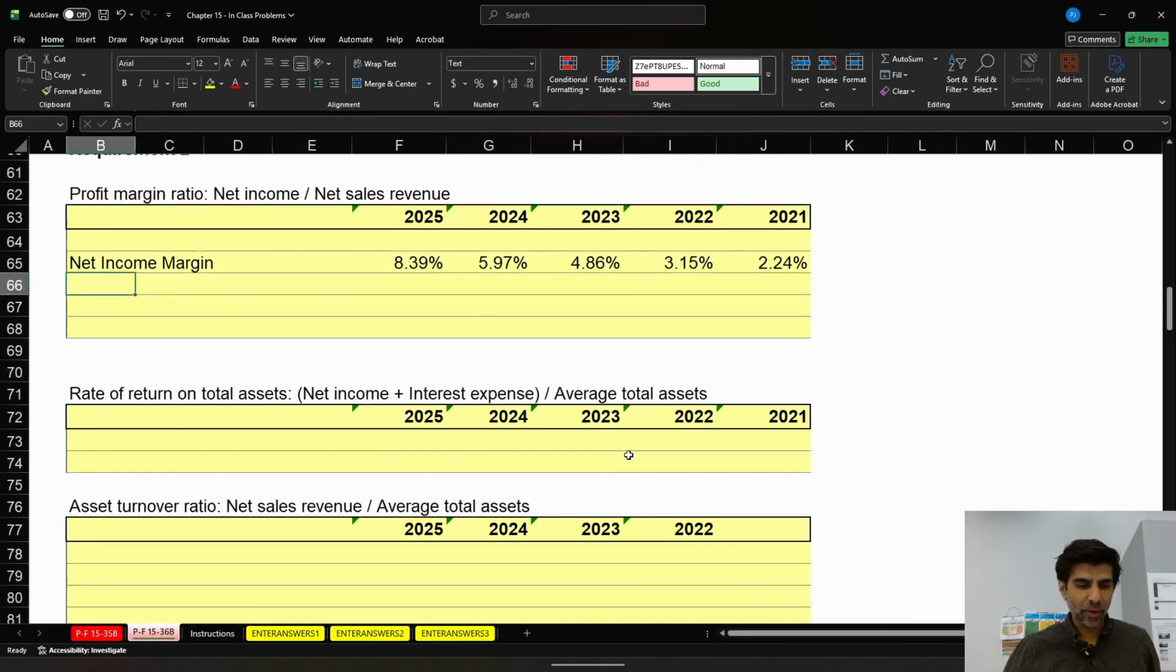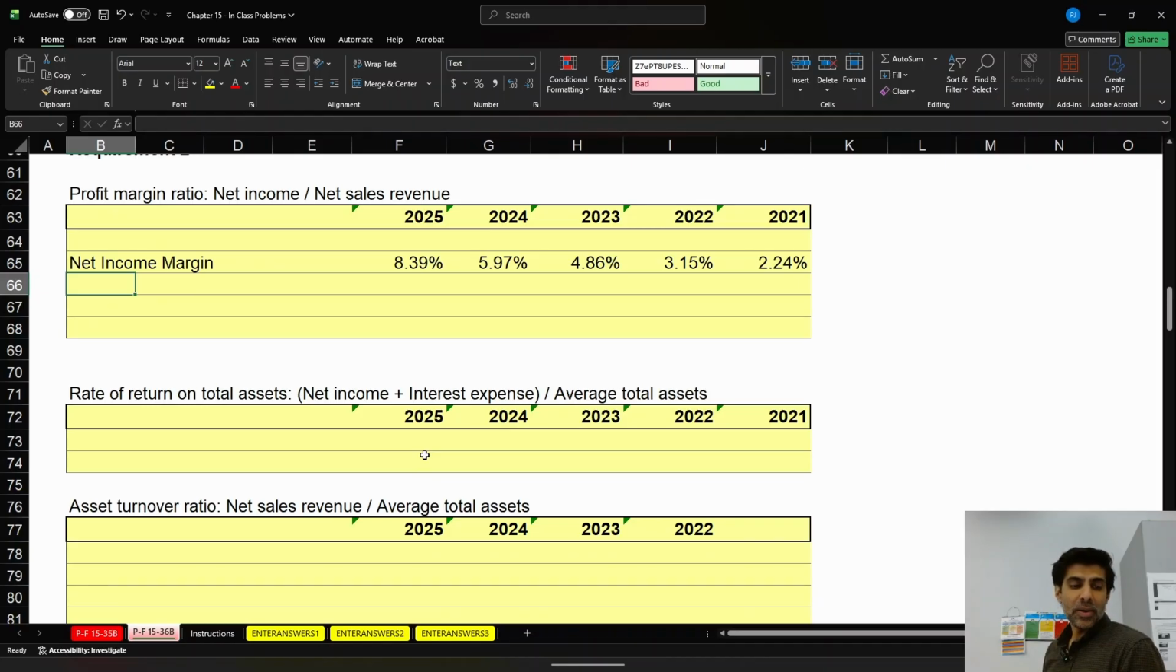Okay, so let's keep moving forward here. Rate of return on total assets. On one hand, yes, they're giving you the formulas and you can just use it and crunch the numbers. But let's think about why this formula is the way it is.